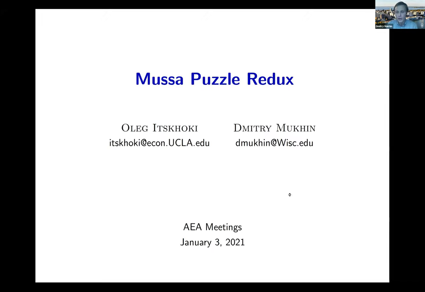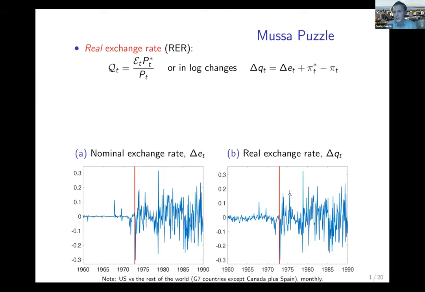Just to make sure that we're all on the same page, let me start by reminding you what the Mussa puzzle is about. In short, this is the empirical fact about the dramatic change in the behavior of exchange rates associated with the end of the Bretton Woods system, right? And it can be seen from these two pictures.